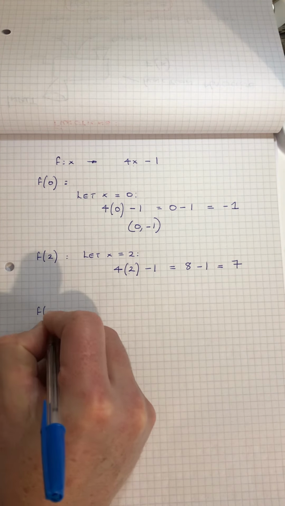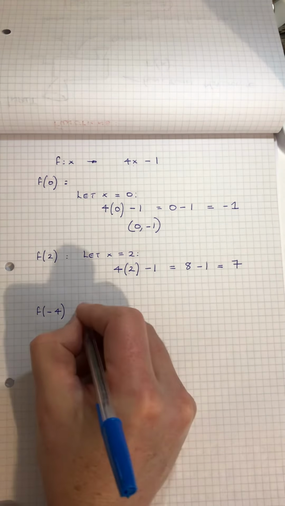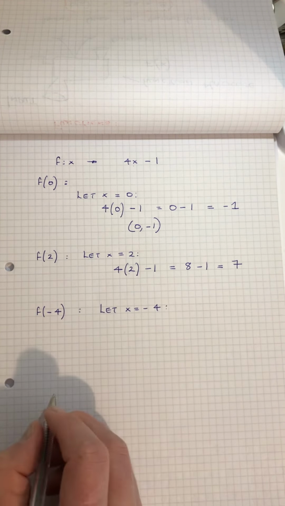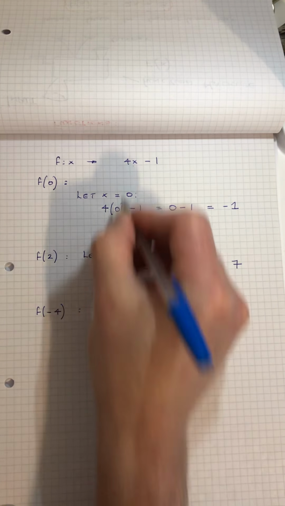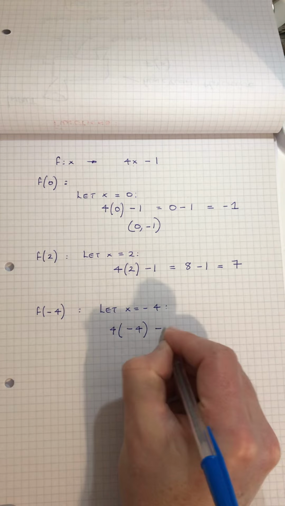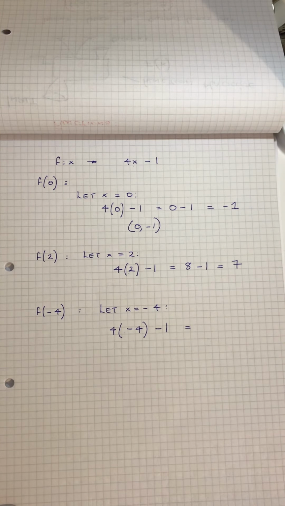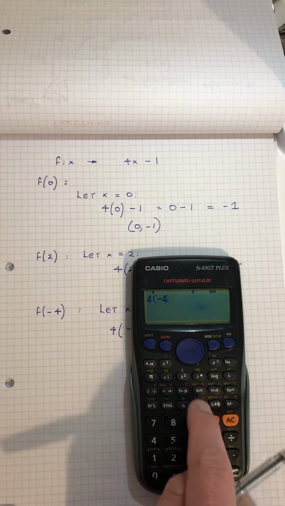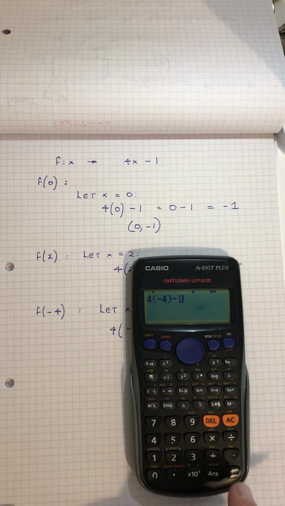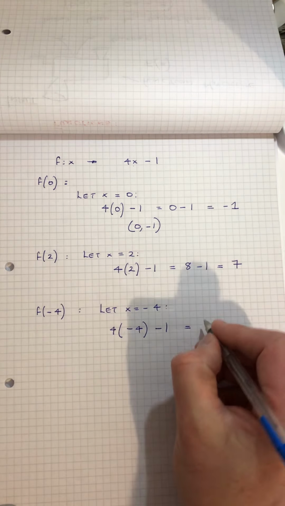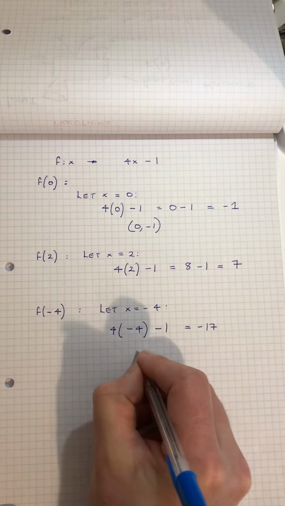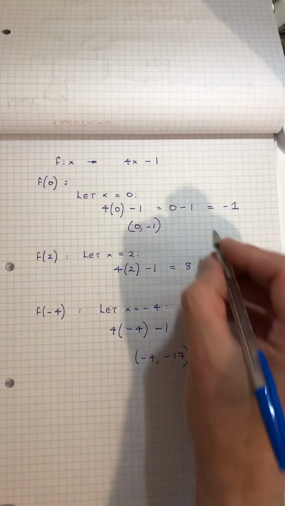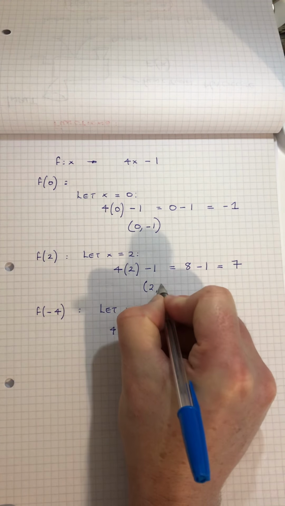If f was minus 4, this time I'm going to let x equal to minus 4. So 4 times x will be minus 4. Take away 1. Use your calculator. 4 in brackets minus 4. Take away 1 more equals minus 17. So you'd get minus 4 and minus 17. You see? Up here you'd get 2, 7.